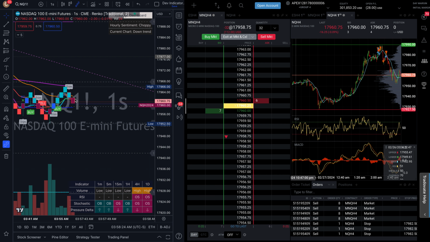But see here, I saw a little warning. It's a possible continuation down. I went ahead and got in early. I didn't wait for the sell because I'm being a little bit loose today, so I want to play a little bit loose.